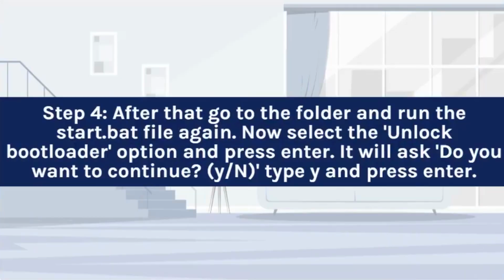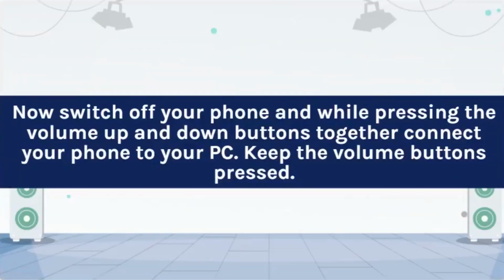Step 4. After that, go to the folder and run the start.bat file again. Now select the Unlock Bootloader option and press Enter. It will ask, do you want to continue? Type Y and press Enter. Now switch off your phone and while pressing the volume up and down buttons together, connect your phone to your PC. Keep the volume buttons pressed.